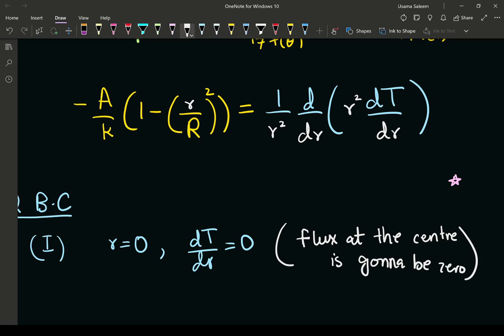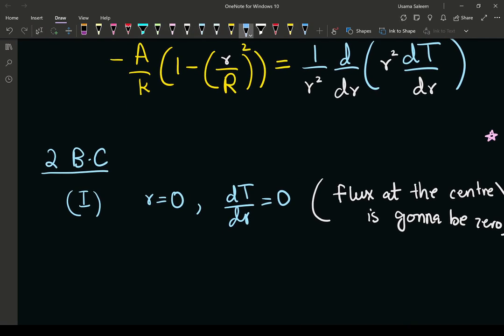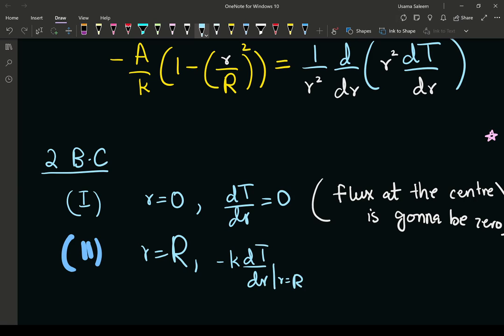And r equals capital R, being the radius of the sphere. Negative k dT/dr, the heat flux at r equals capital R, is going to be Newton's law of cooling. So heat transfer coefficient times temperature at r equals capital R minus T infinity, the temperature of the air.